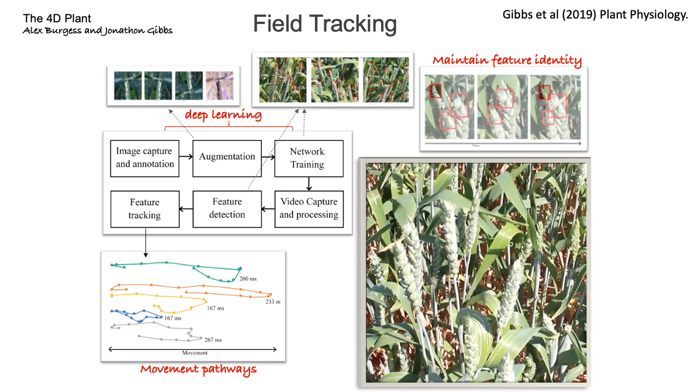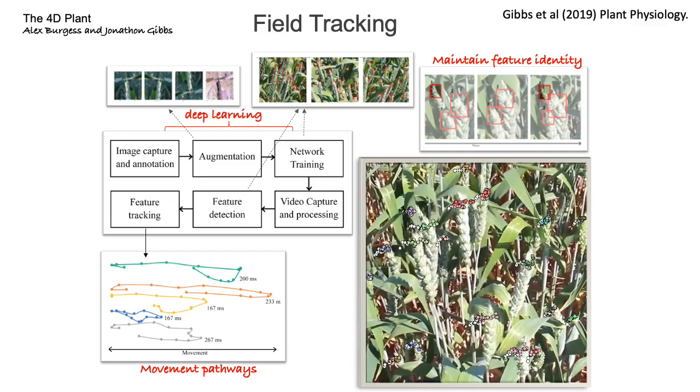The first step was to develop methods for tracking and quantifying movement of plants in the field as a result of wind. And we did this via machine learning techniques and tracking techniques. By training a network to recognize plant organs, in this case ears of wheat in a field, we were then able to track those ears in videos and then quantify the movement of those ears.